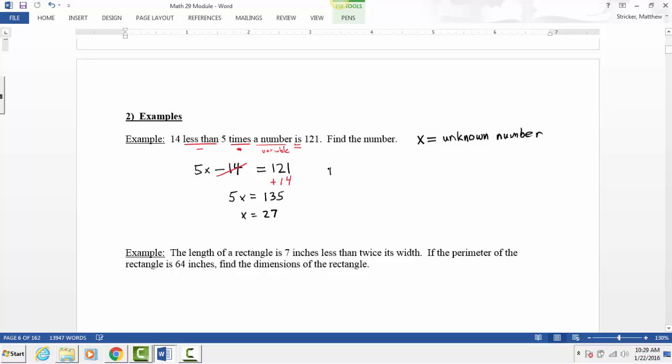So we could write a sentence here. The number is 27. There we go. Example 1 done.